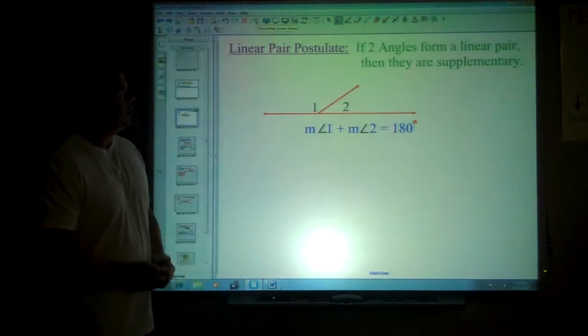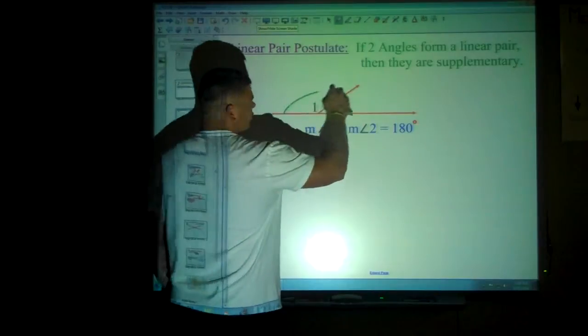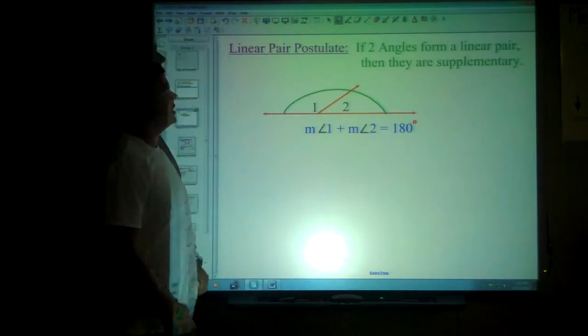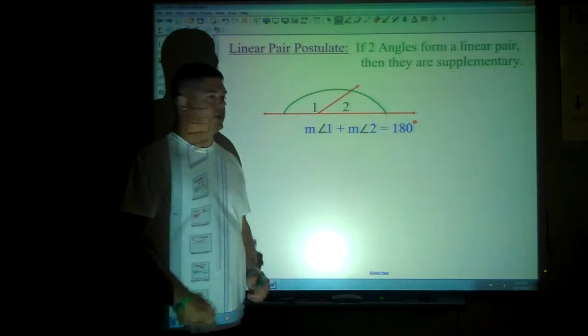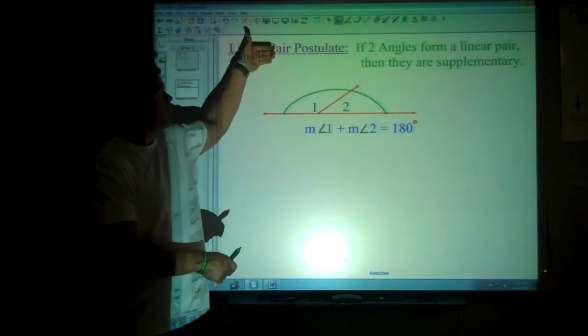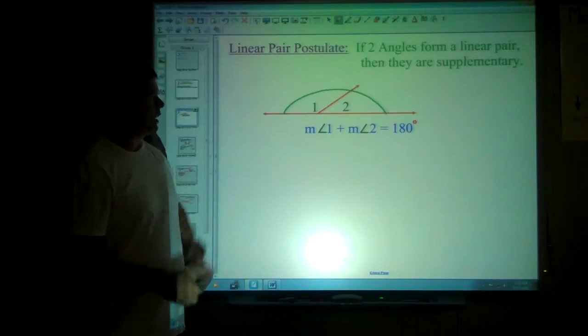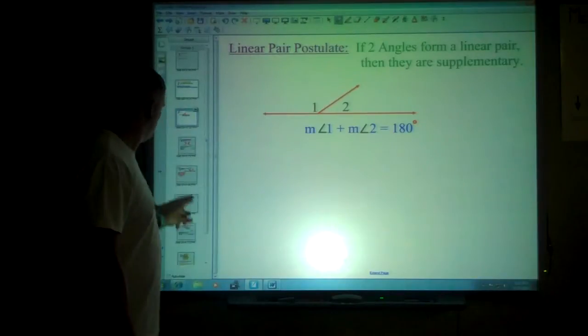And we have our linear pair postulate. We should recognize that this is a linear pair because together the two angles form 180 degrees. If two angles form a linear pair, then they are also going to be supplementary. Definition of supplementary, two angles add together to make 180 degrees. A linear pair, two angles add together to make 180 degrees. So all linear pairs are also supplementary.